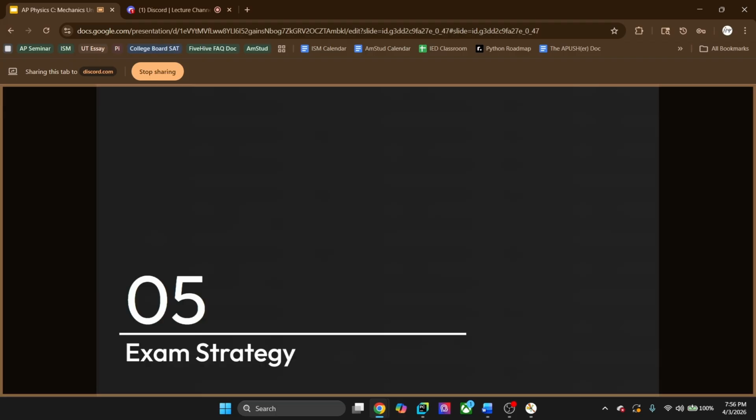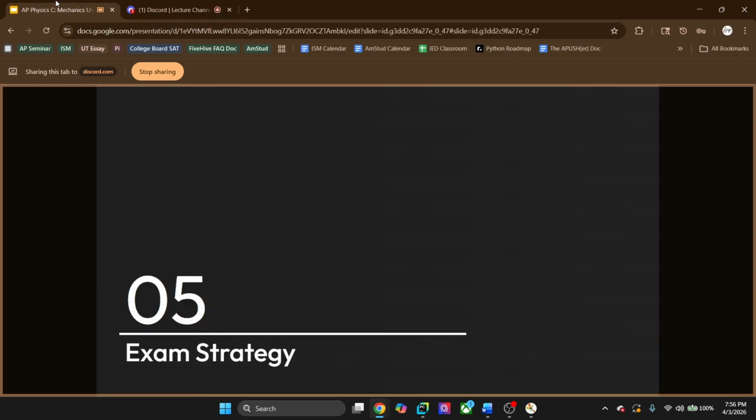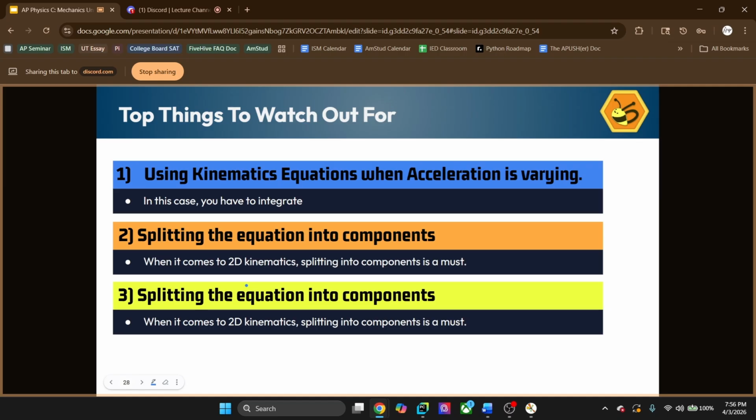So let's just move on to the next part, which is exam strategy, and I think this is a pretty important part of it, apart from the actual content, since exam strategy is how you're going to pace yourself, what to expect, things like that.